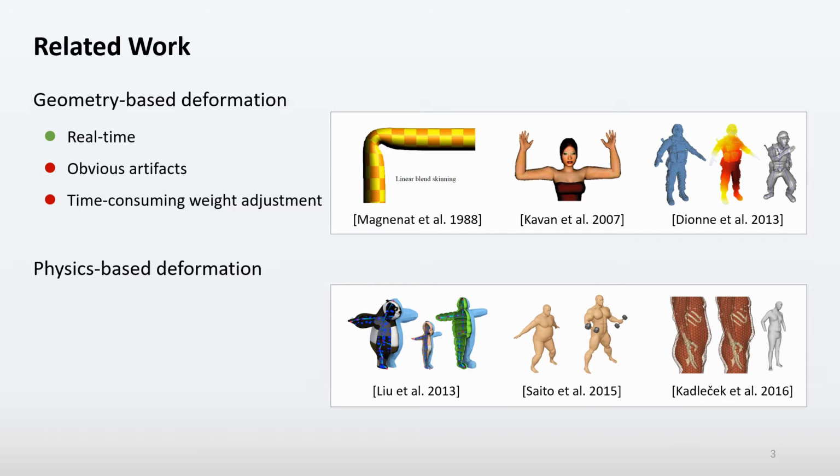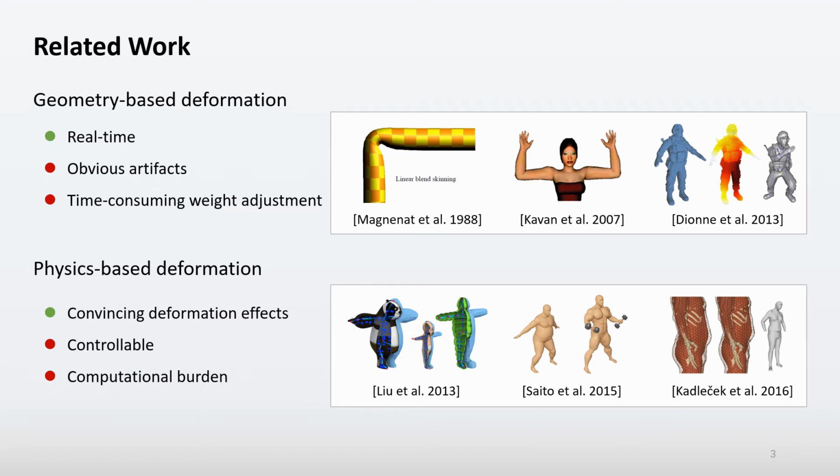In contrast, physics-based methods can achieve convincing deformation effects by formulating the deformation process within a simulation framework. On the other hand, once the deformation parameters are specified, it is difficult to control the resulting shape of the character in each animation frame. Furthermore, physics-based deformation is computationally expensive and usually avoided in interactive applications.